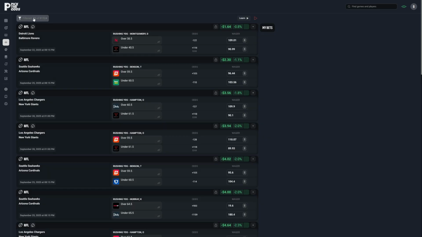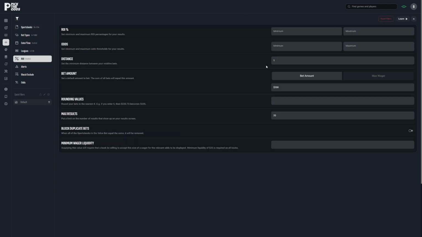The one setting that is specific to your middles screen can be found in the ROI area of your middles filter menu. That setting is the distance. This sets the minimum distance between your lower and upper values on your two bets. Right now, it's at 1, and so our Montgomery play appeared because there are two values for his yardage available to hit the middle, 39 and 40.